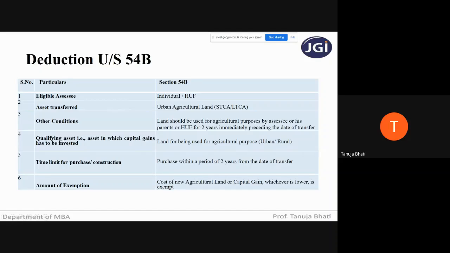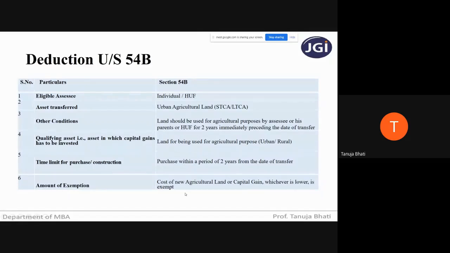The qualifying asset, that is the asset in which the capital gain has to be invested, is again a land which is used for agricultural purposes. It can be urban or rural. The time limit is that he should purchase that land within 2 years from the date of transfer. The exemption is the cost of the new agricultural land or the capital gain, whichever is lower, is exempt.